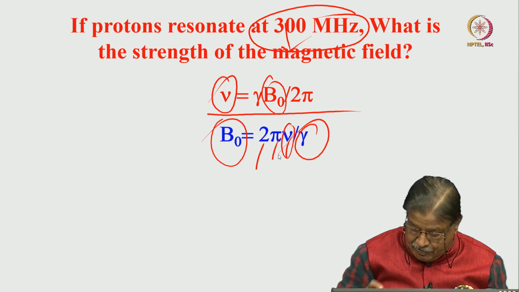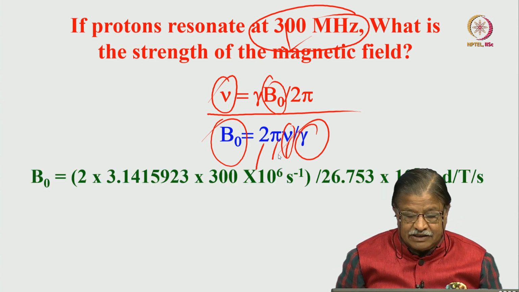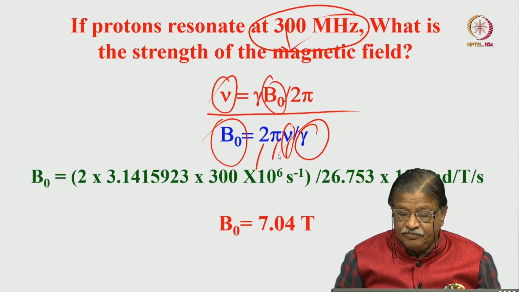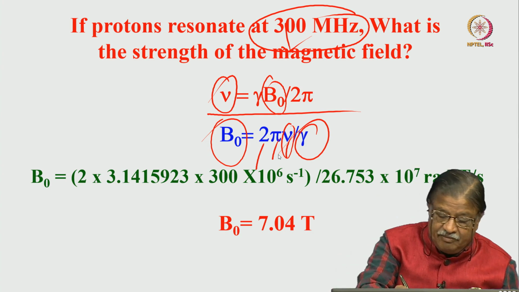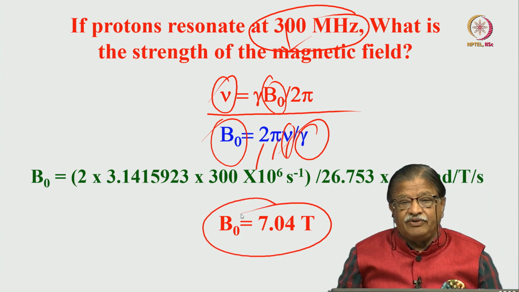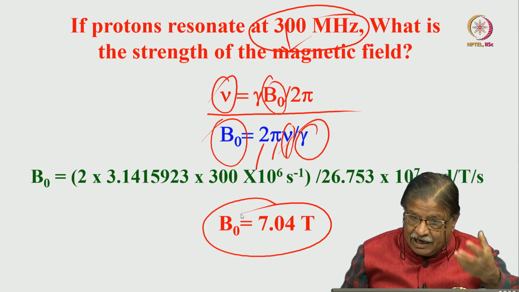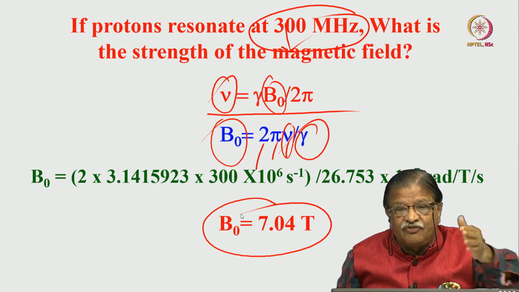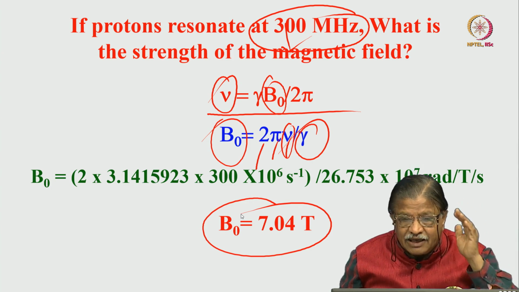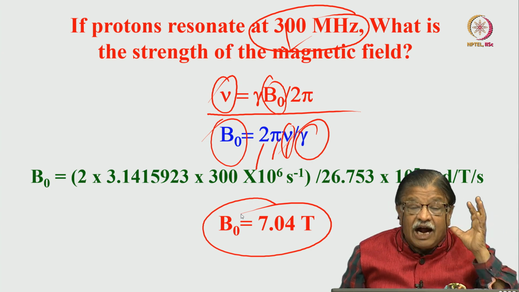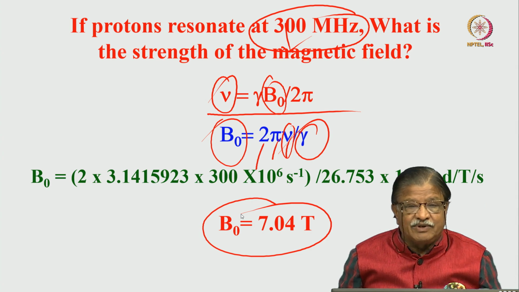I know the value of gamma, so I can calculate it. For example, for a certain value, at 300 megahertz, B naught turns out to be 7.04 Tesla. See, we know how to calculate the magnetic field strength when I know the resonating frequency of a particular nucleus. I can calculate at what magnetic field the experiment was done.